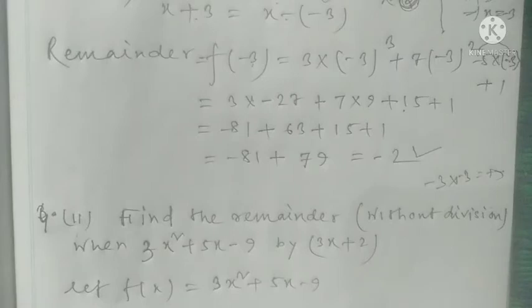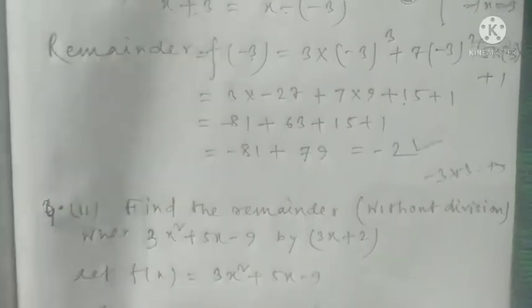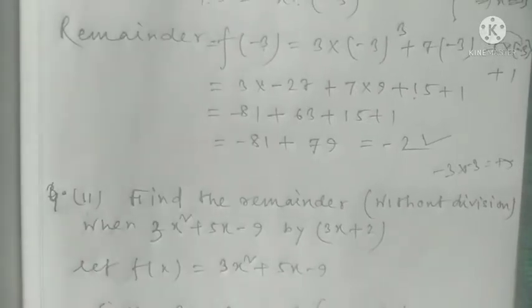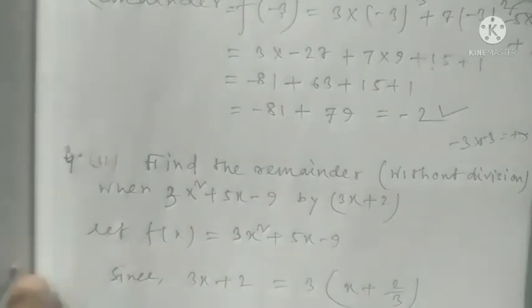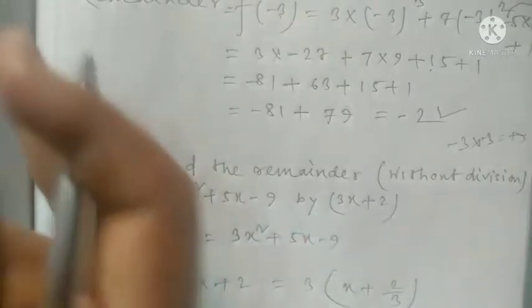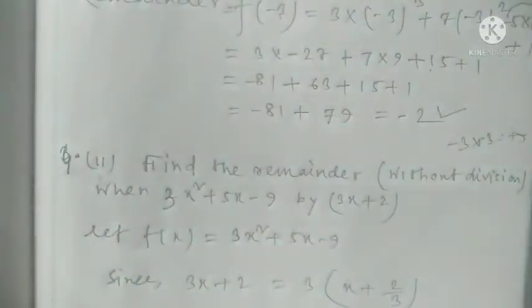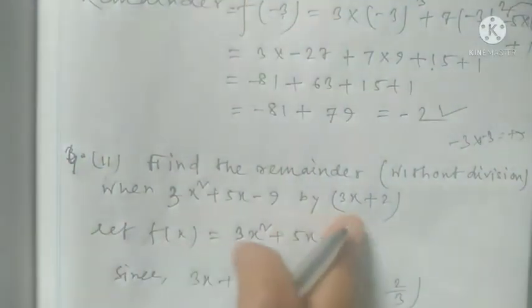If you divide 3x square plus 5x minus 9 by 3x plus 2, what will be the remainder? You have to find out this problem. First of all, our divisor is in another form. In the first question it is x minus 2, in the second question x plus 3, and in number 4 there is 3x plus 2.